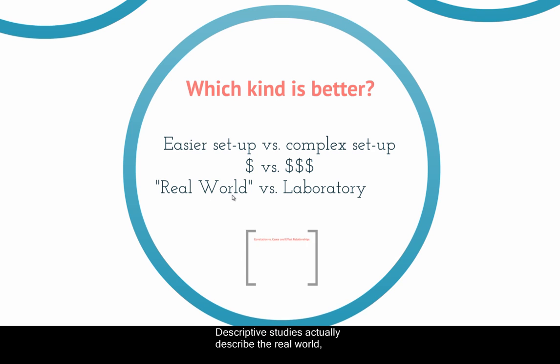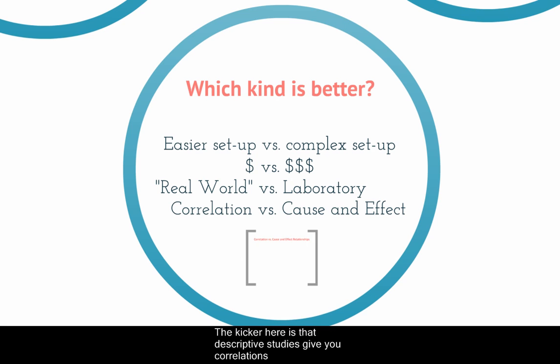Descriptive studies actually describe the real world. So you're going to go out and get information about what's actually happening in a human population with patients or in an ecosystem. Where in a lab setting, maybe you're going to see what's happening with rats or with people in very artificial situations. So you're going to get some answers about a variable, but maybe not in real world situations. The kicker here is that descriptive studies give you correlations, and experimental studies can help establish cause and effect.